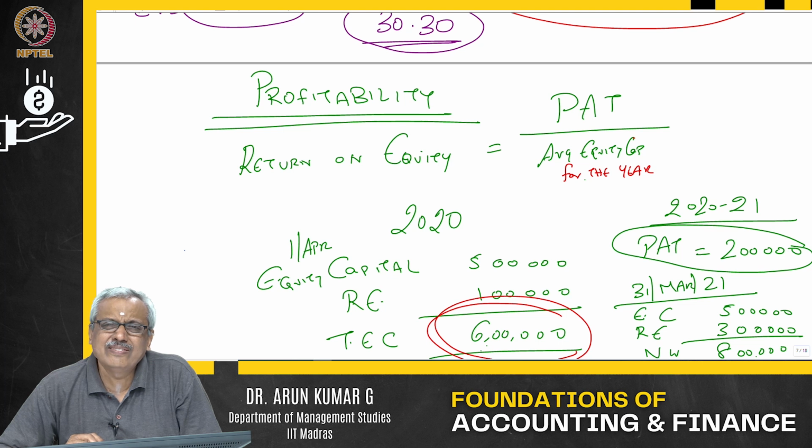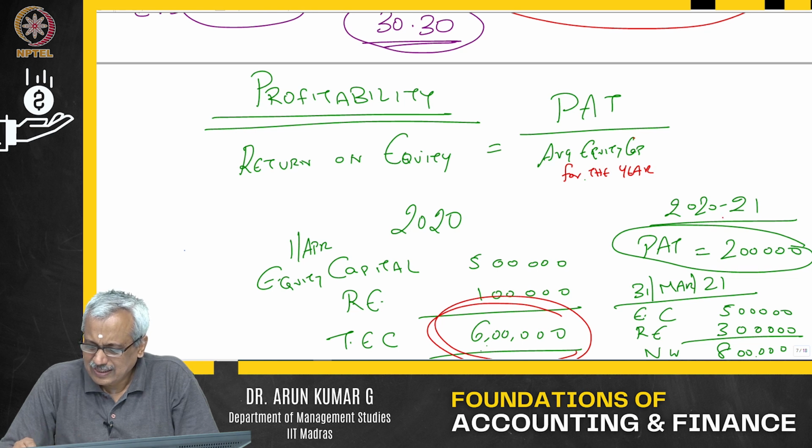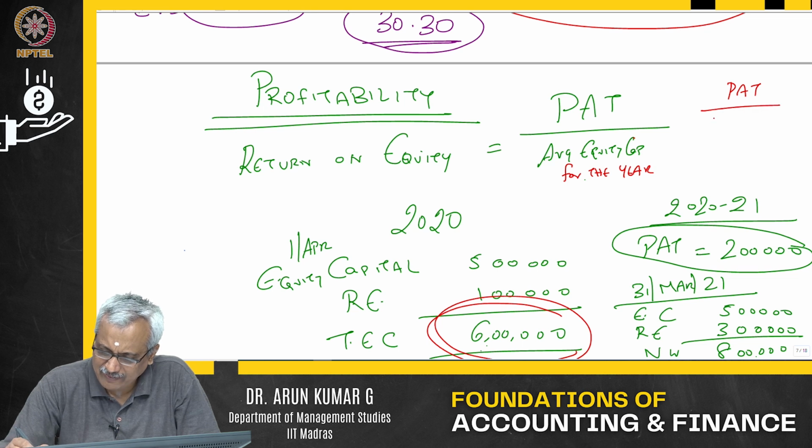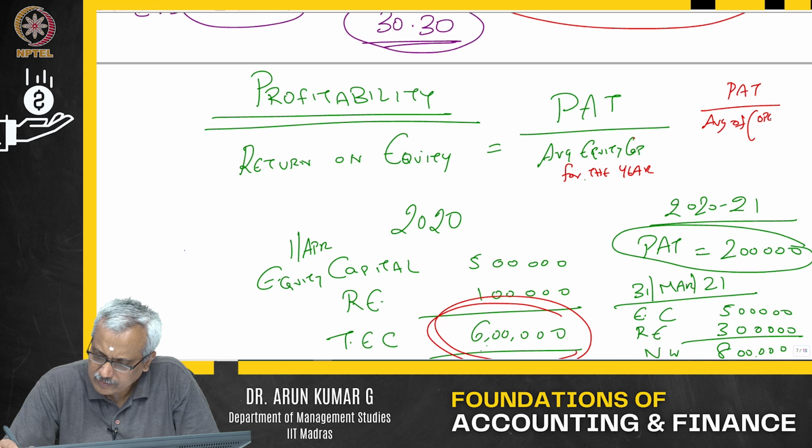So, how do we know? Every day we would have to look at all the transactions. Simple thing, what we do: opening, that is on 1st of April 2020, what is the capital? On 31st of March 2021, what is the capital? I take the average of these two. So, in this particular case, my PAT will be divided by the average of opening plus closing balance.